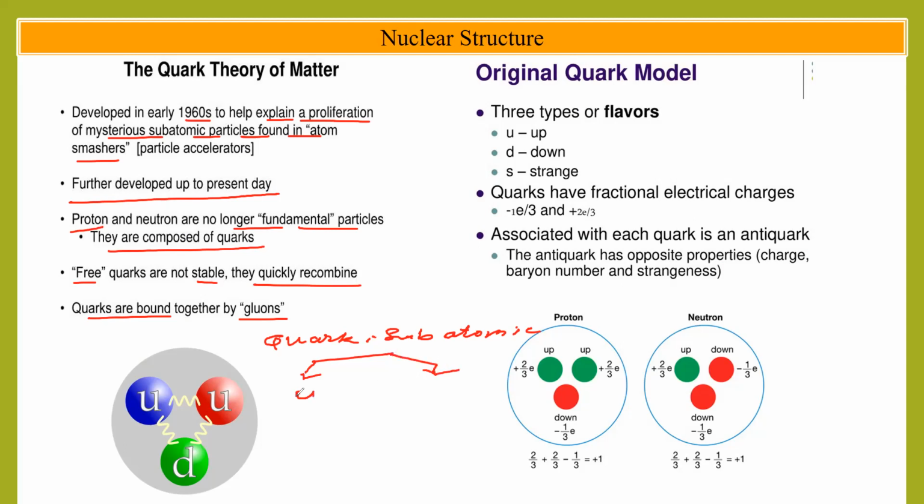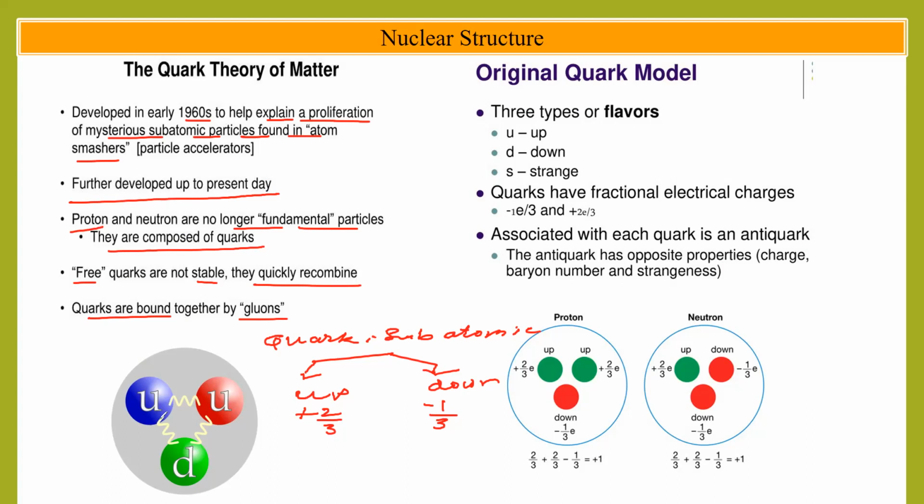First is up quark and another one is down quark. Up quark has plus 2/3 charge. It has fractional charge, and down quark has minus 1/3 charge. These quarks are combined and form proton and neutron. And these are combined with gluons.